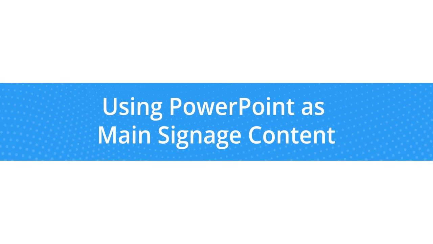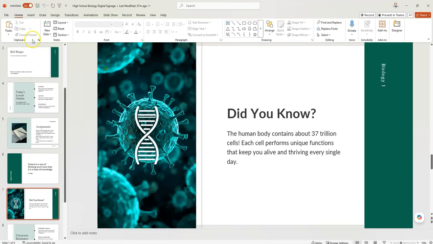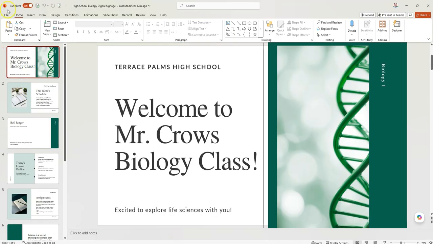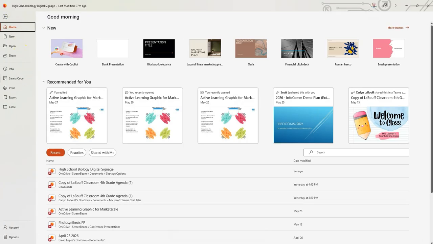This video will focus on using PowerPoint for the main signage content in Signage Plus. This PowerPoint was created as an example of a high school teacher using Signage Plus as a tool in the classroom for greeting students, providing information before and during class, and other hands-off interactions. Once the PowerPoint has been saved, it should be converted to a PDF.